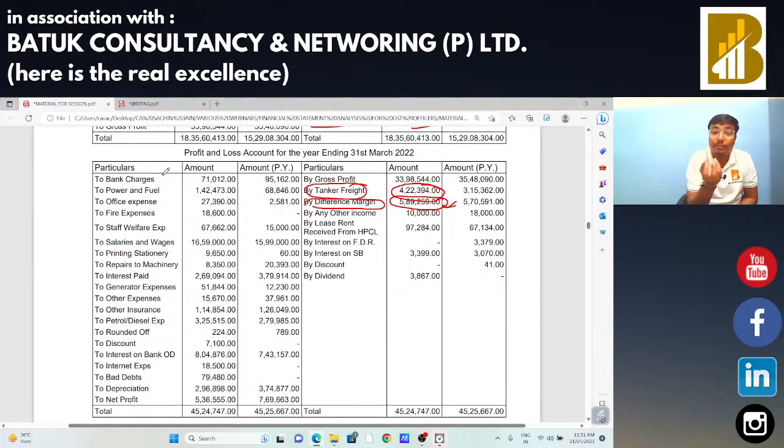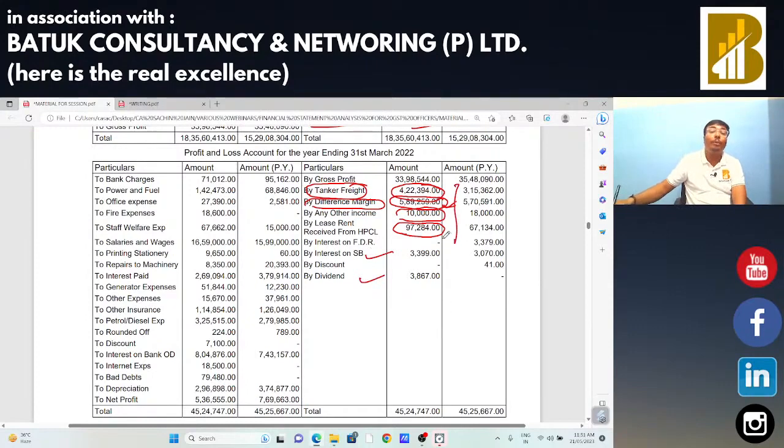In case of difference margin or dealer margin, we can say difference margin or dealer margin, in that case GST should be chargeable. In case of any other income, we just need to take the nature of that income, and on account of the nature of that income, we need to charge the GST. Lease rent received from HPCL: on that lease rent, GST should be chargeable. Interest on savings bank account, there is no GST on that. Dividend, there is no GST in that particular case. So we need to check the things.